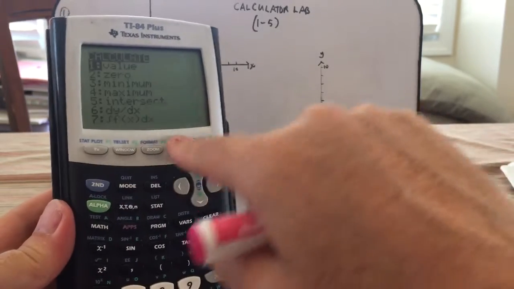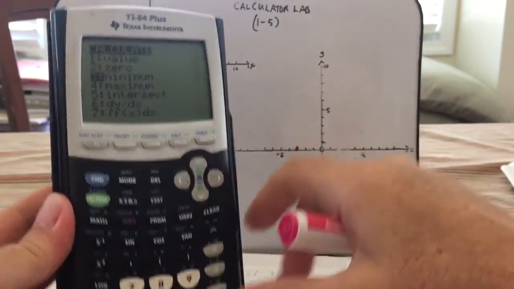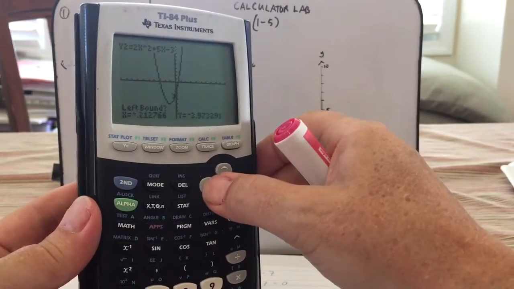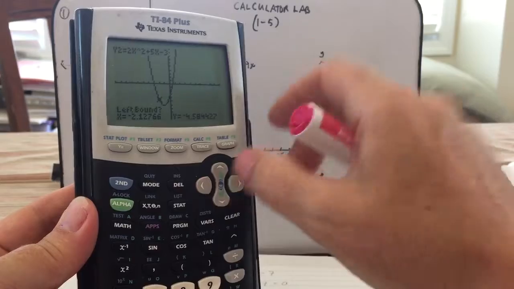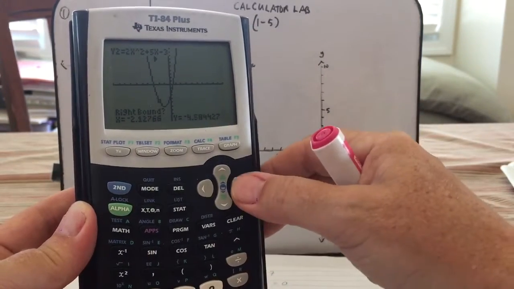It's second calc, and I would like to know the minimum. So I'm going to choose number 3. And there could be more than one minimum, so I'm going to scroll to the left. It's very much like finding a 0. I want it to find a left boundary and a right boundary to tell me where is the minimum.